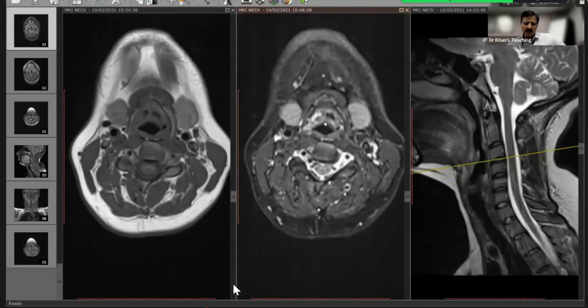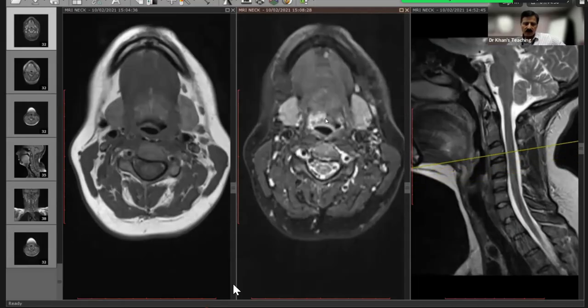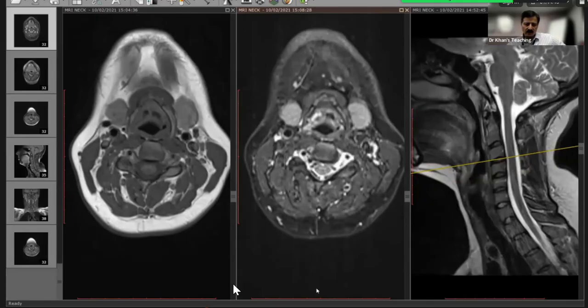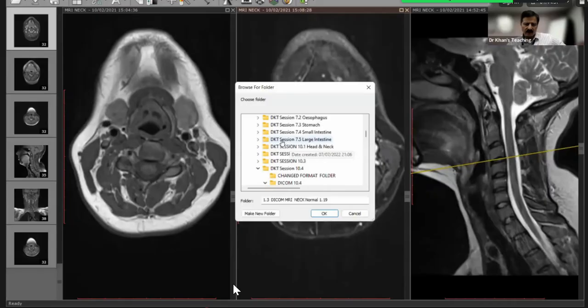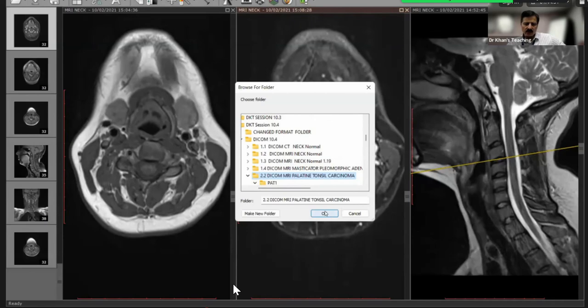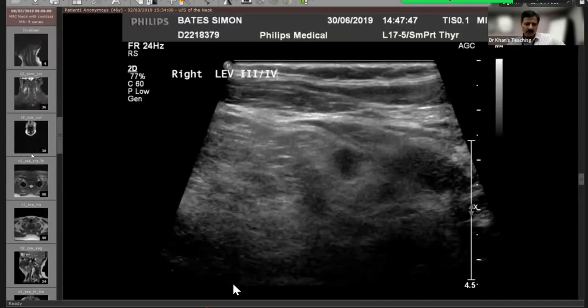So, we just stop here because we have not learned more than that. Now, candidate 2, I'm going to show you an abnormal case. This is palatine tonsil.